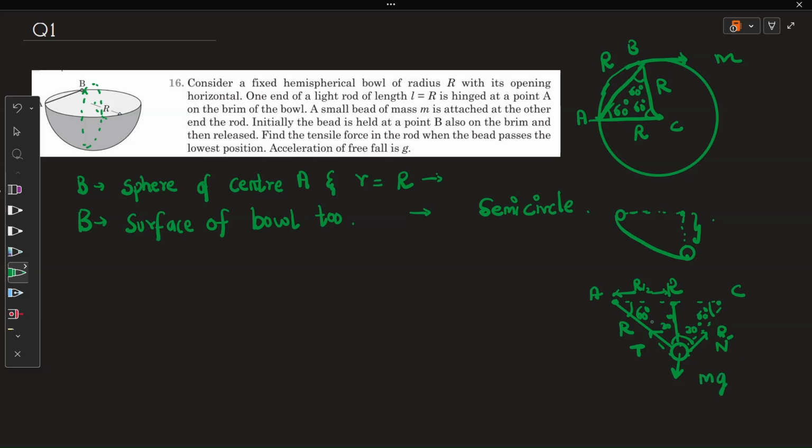Now if you see properly, there is no motion in this direction. The motion is completely circular, in the vertical direction, so there should be no force in this direction. So net force in this direction is 0. So the component of T in this direction and N in this direction should cancel, which is nothing but T sin 30 equal to N sin 30. So the first thing we conclude is T equal to N.